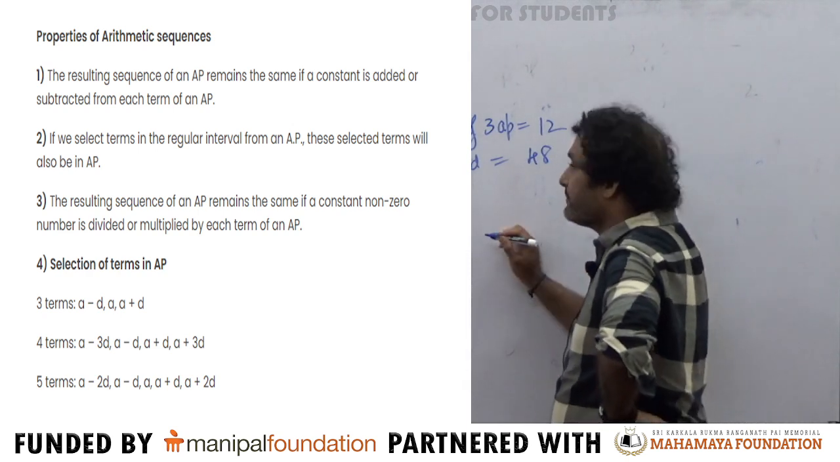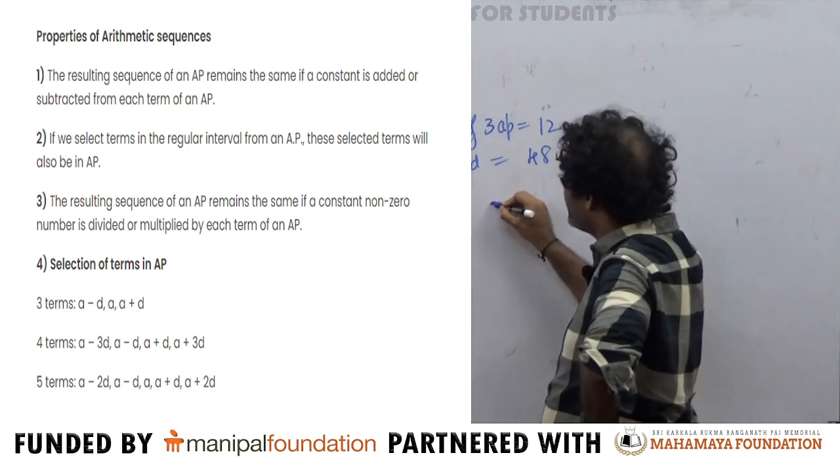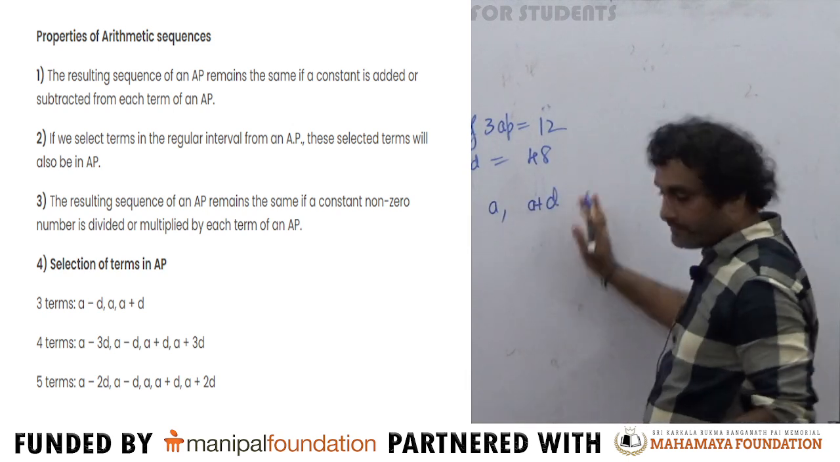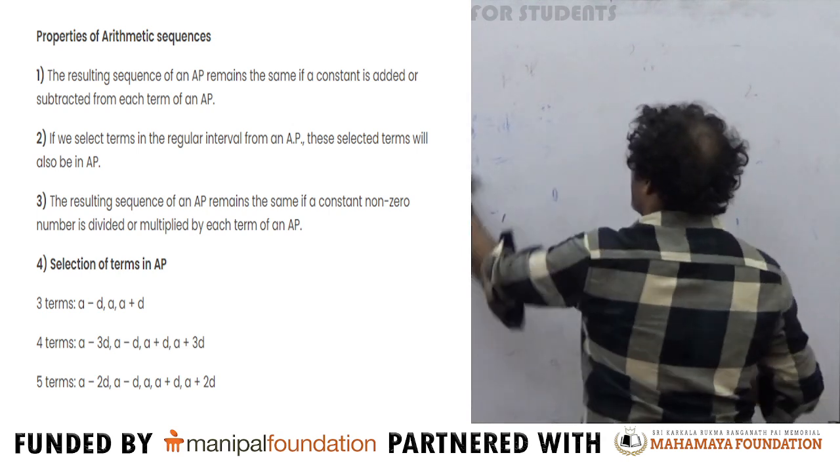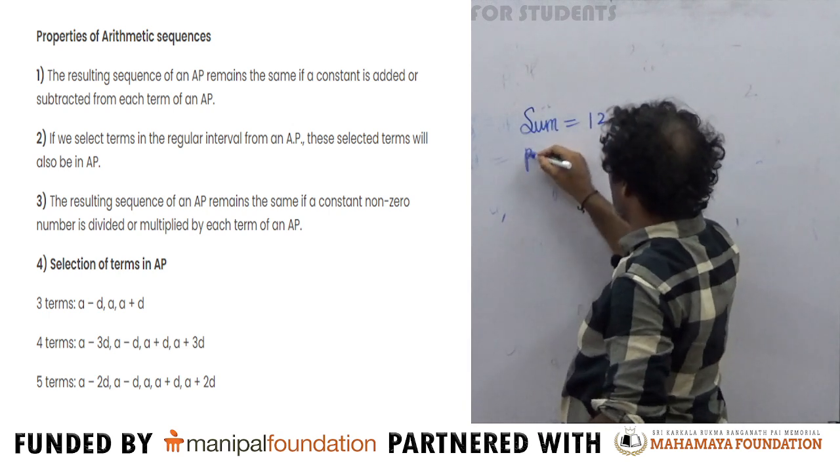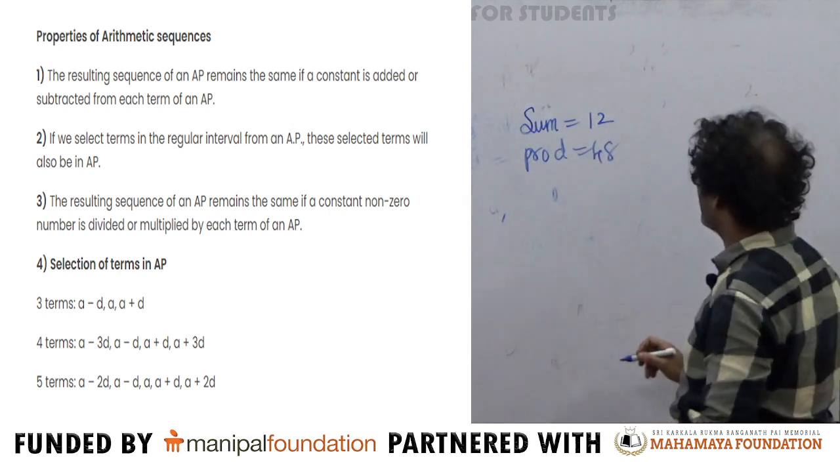Sum of three APs is 12, right? Whenever they ask this, you take the three terms as A, and the next number is A plus D. Sorry, I think it's not visible. I'll write here: sum equal to 12, product is 48.